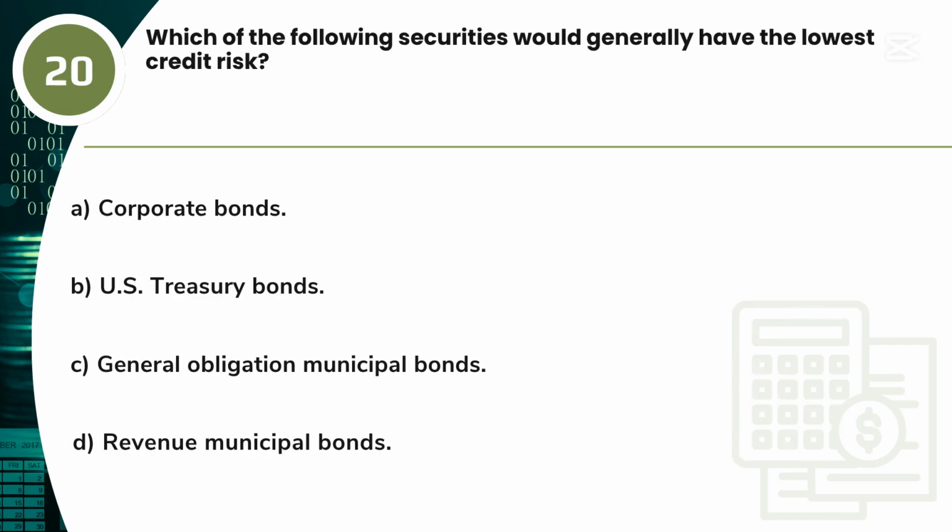Question 20. Which of the following securities would generally have the lowest credit risk? A. Corporate bonds. B. U.S. Treasury bonds. C. General obligation municipal bonds. D. Revenue municipal bonds.